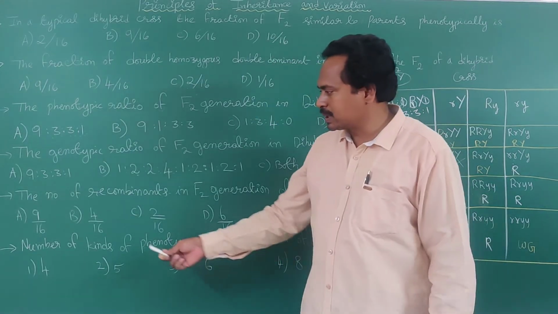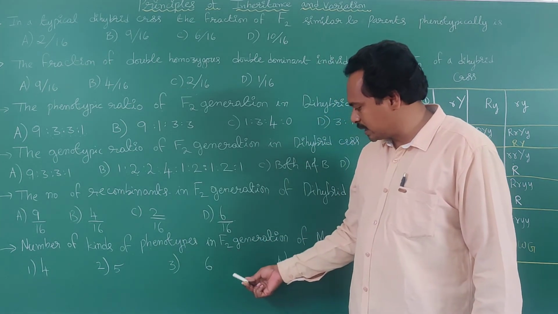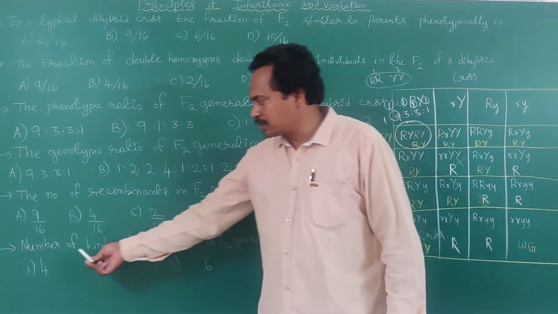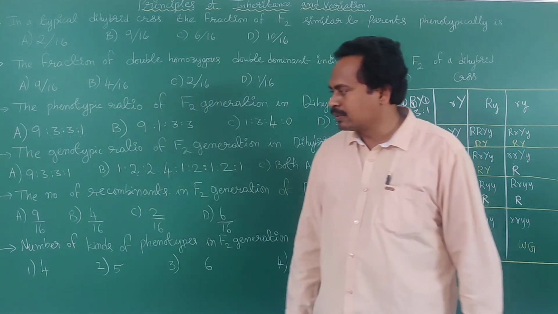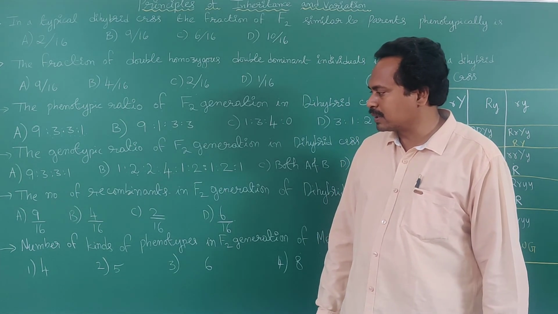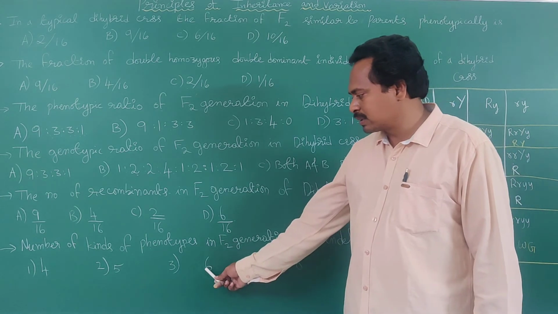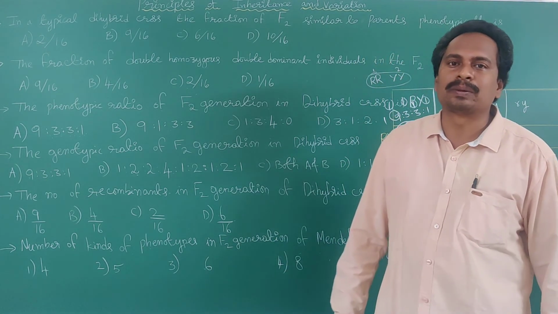So what are the given options? The first is 4, second is 5, third is 6. The fourth option is 8. So among these, the first option is the correct answer. The number of kinds of phenotypes are 4. Recombinants means, third option is the correct answer. Is it clear? Okay, thank you, my dear students.